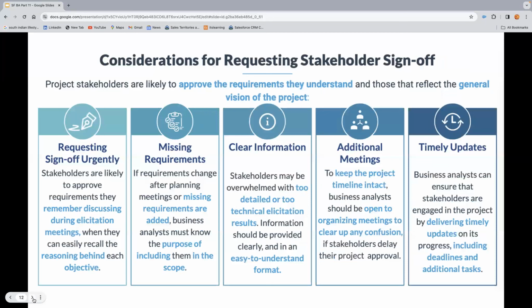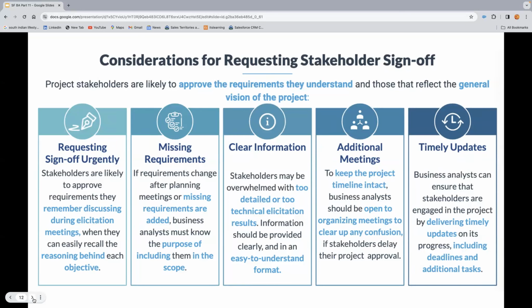Considerations for requesting stakeholder sign off. Project stakeholders are likely to approve requirements they understand and those that reflect the general vision of the project. Requesting sign off urgently: stakeholders are likely to approve requirements they remember discussing during elicitation meetings, when they can easily recall the reasoning behind each objective.